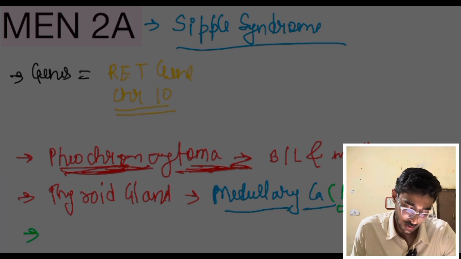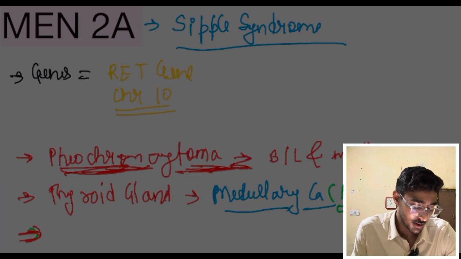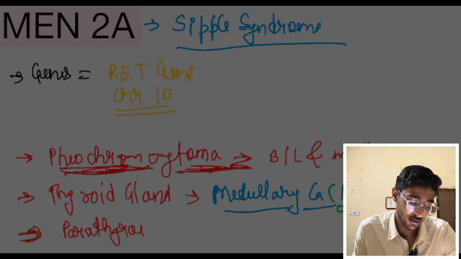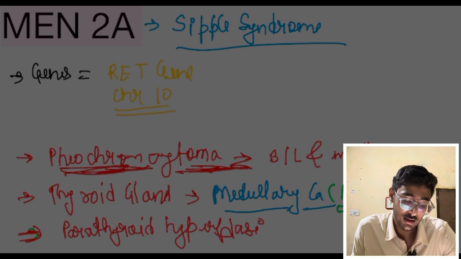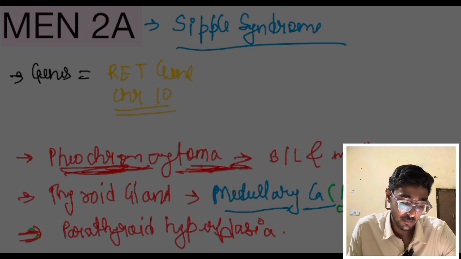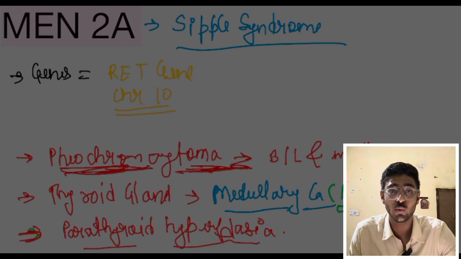Okay. And now the third gland which is involved is parathyroid glands. Which means parathyroid hyperplasia will be seen in MEN 1 syndrome and also in MEN 2A syndrome.